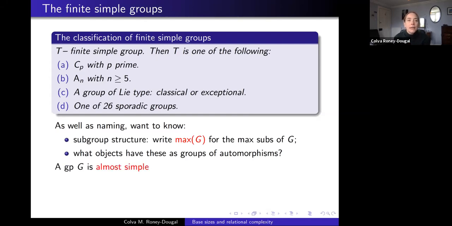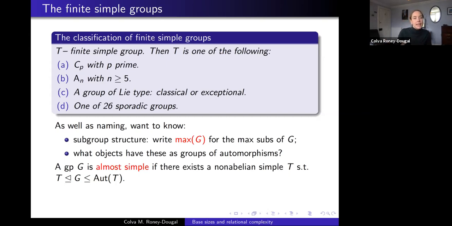So a group G is almost simple, and this came up in Cheryl's talk yesterday, if there exists some non-abelian simple group T that's a normal subgroup of G. So I can see T sitting inside G as a chunky normal subgroup, and actually T is almost all of G. A non-abelian simple group, you can make it act on itself by conjugation, so you can identify it with some of its own automorphisms, and then that means it sits inside its own automorphism group, because none of the elements of T centralize all of T. And so G is sitting somewhere between T and Aut T.